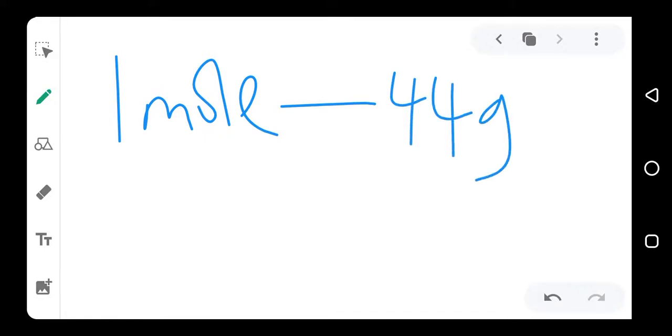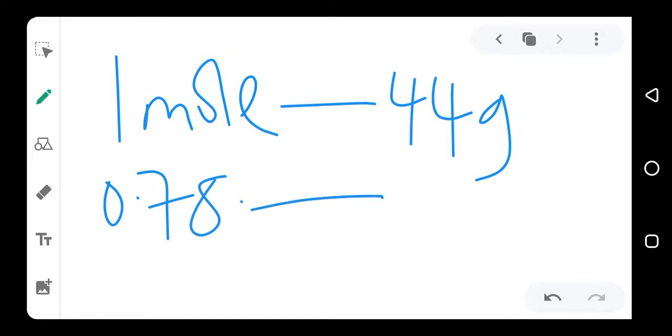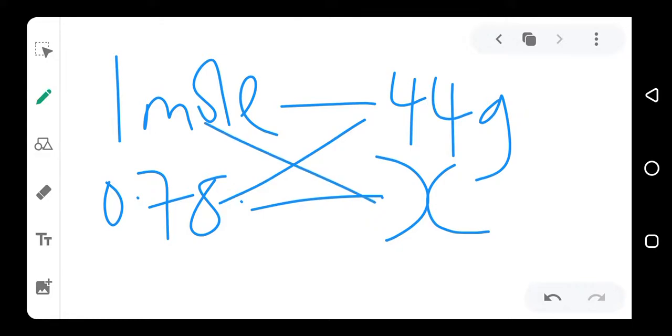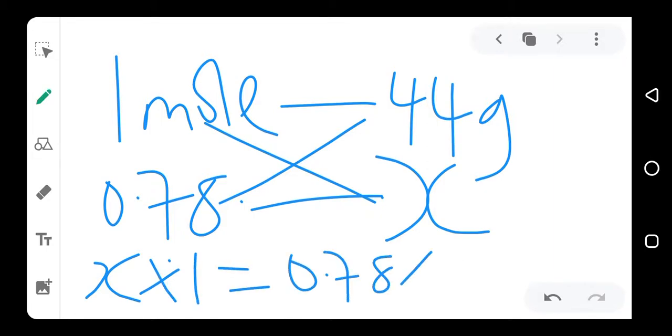Then we go back to the equation. We say the 0.78 mole given to us, how many gram will it give us? That is the equation. 0.78 moles will give us how many? Let's call it x. So we can do cross multiplication here. This going to this and this going to this. And now we have x times 1 is equal to 0.78 times 44.